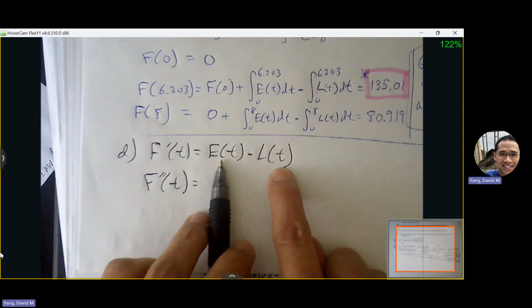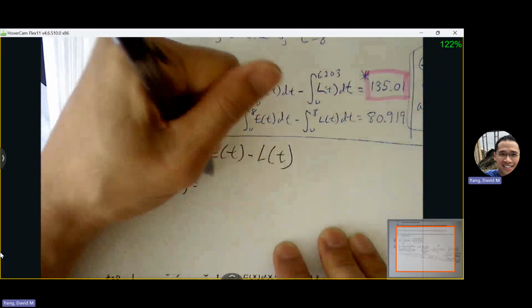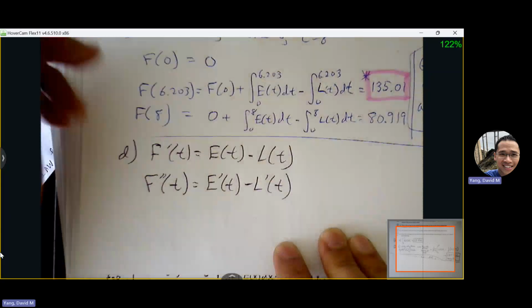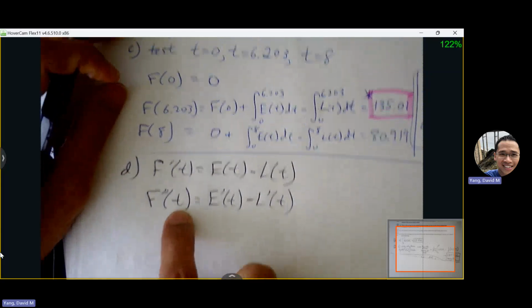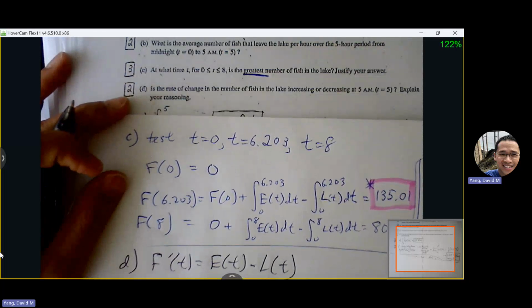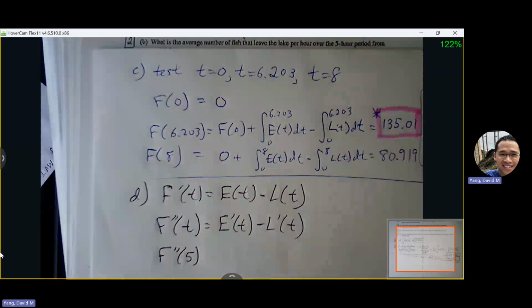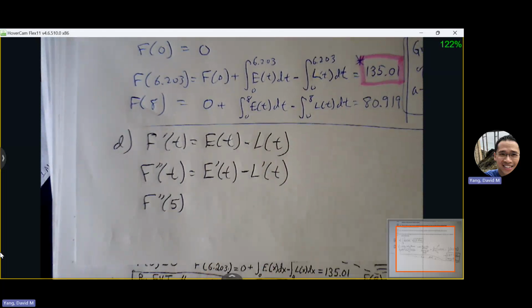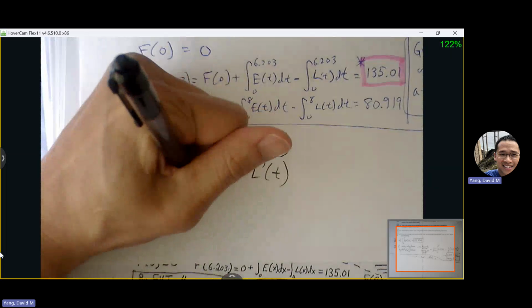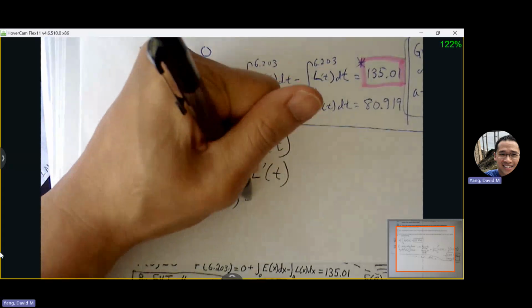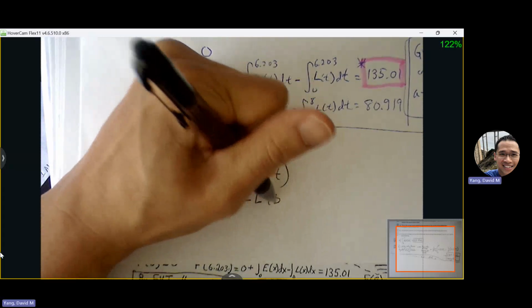And this should be pretty straightforward. These are both in function notation. We just take a derivative down for each of them. And it just wants to know, is the rate of change increasing or decreasing at t equals 5? So we just want to know, is f double prime going to produce a positive or a negative value? If f double prime is positive, we know the rate is increasing. If f double prime is negative, then we know the rate is decreasing. So we do math 8 on E(t) and L(t) and make the calculator find that value for us.